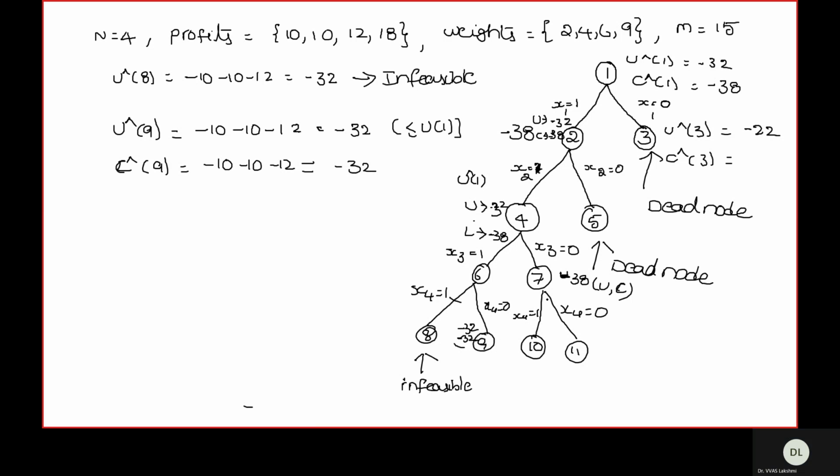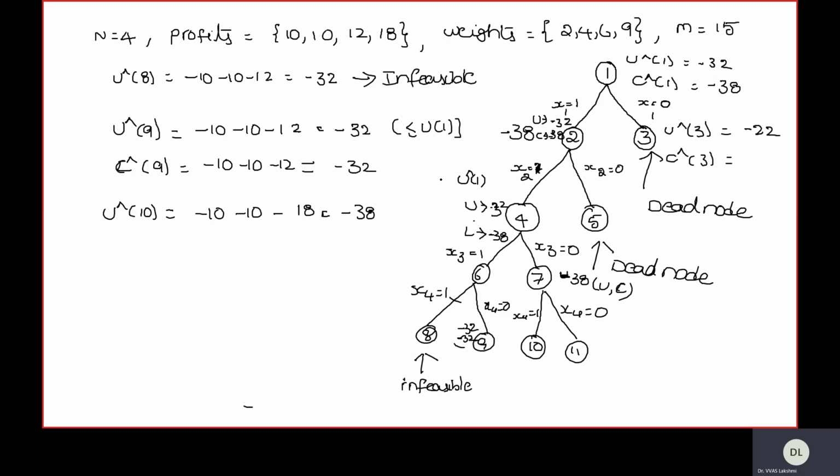So next we need to calculate the upper bound of 10. Once again it will check: 1 should be taken, 2 should be taken, 3 should not be taken, and 4 will be taken. So minus 10, minus 10, and x3 should not be taken along this path. That's why x4 we will directly consider. So minus 38 we will get here.